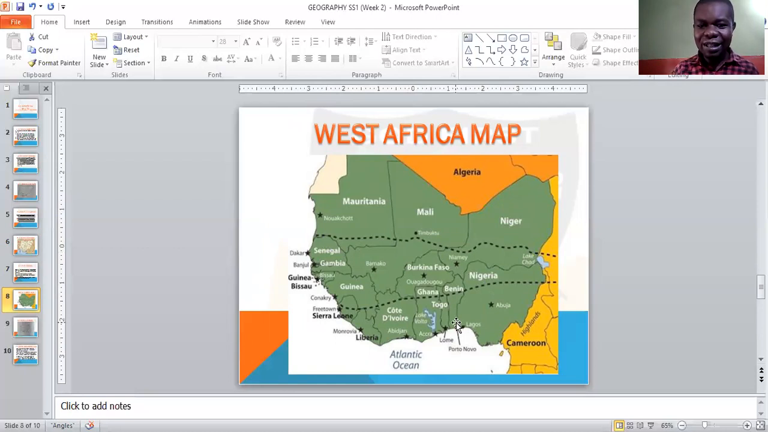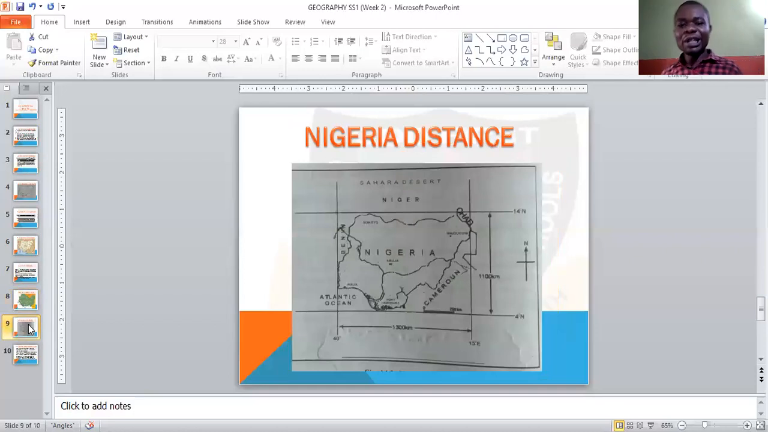This is our site in West Africa. You see this side of Nigeria here. So that's why we say it is the fourth largest country in West Africa in terms of land area, not population. Remember, the population of these countries we have mentioned is not up to the population of Nigeria. We shall look at that in our subsequent classes. That is population. This is Sahara Desert.